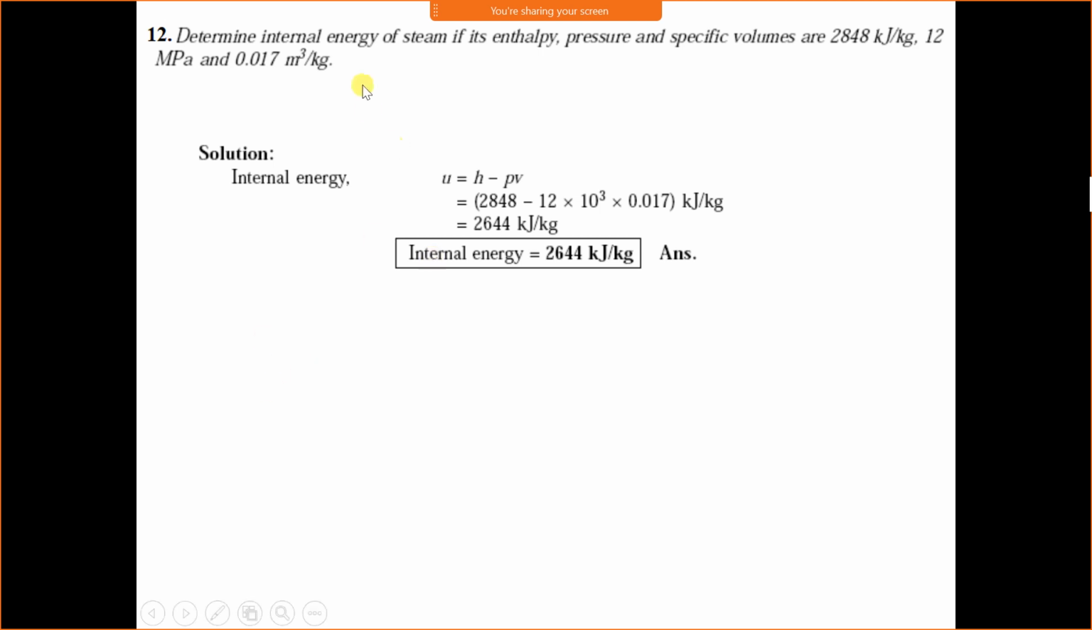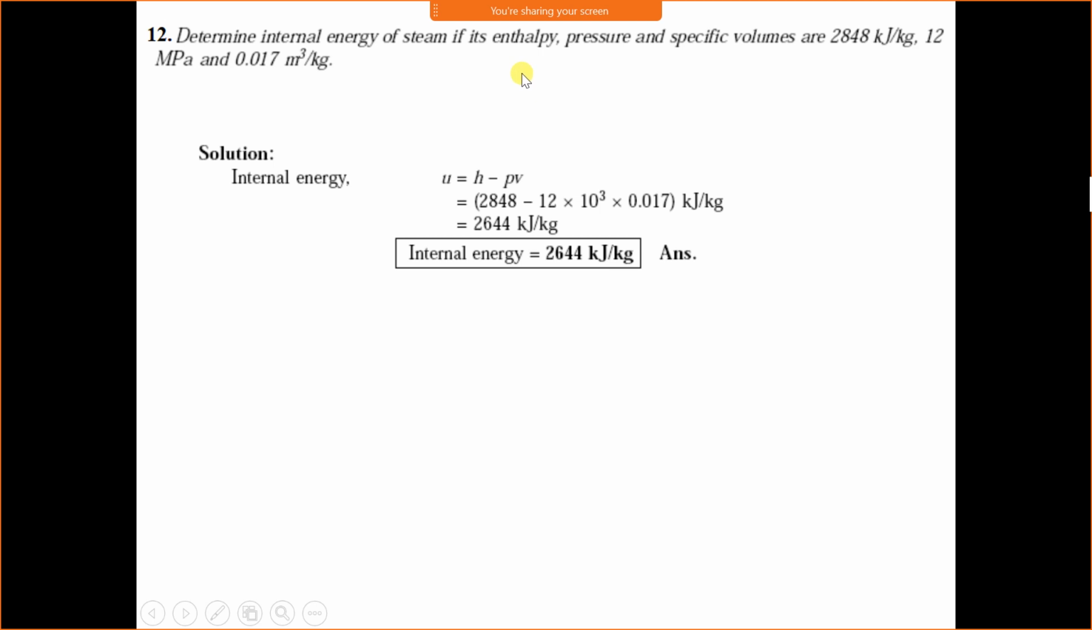Now, next problem: determine the internal energy of steam if its enthalpy, pressure and specific volume are 2848 kilojoule per kg, 12 megapascal and 0.0017 meter cube per kg.